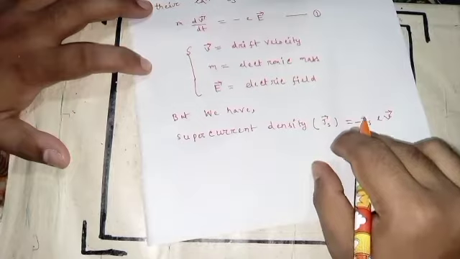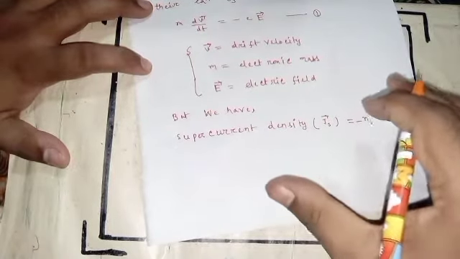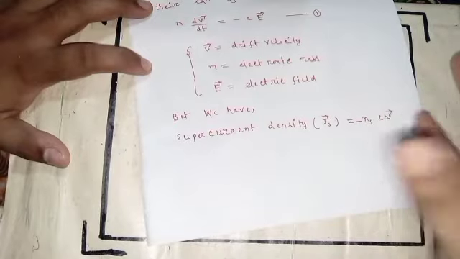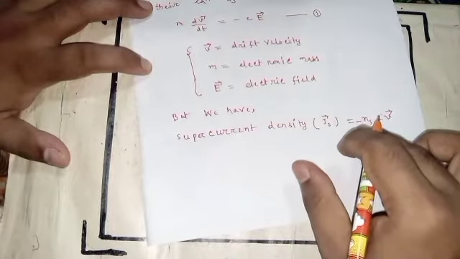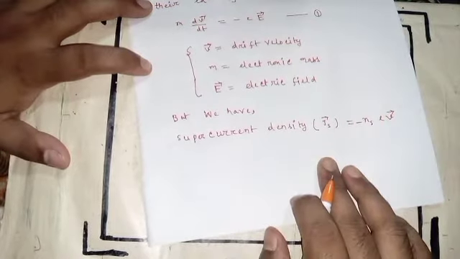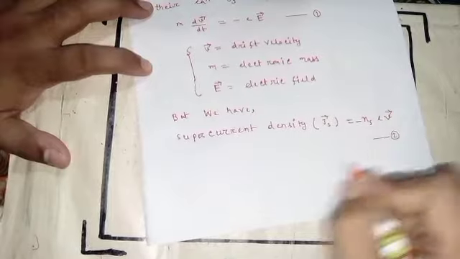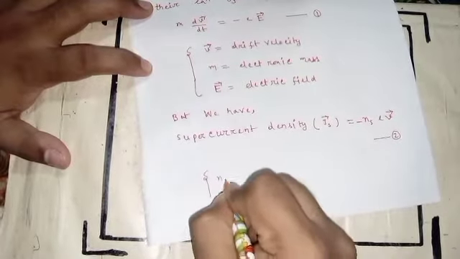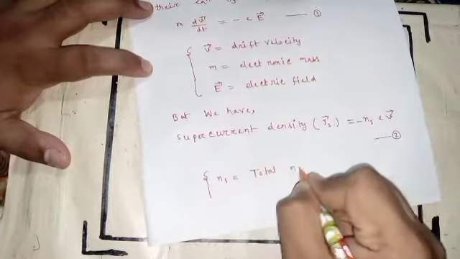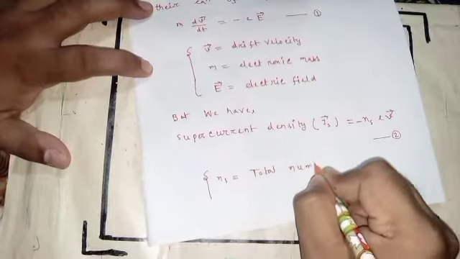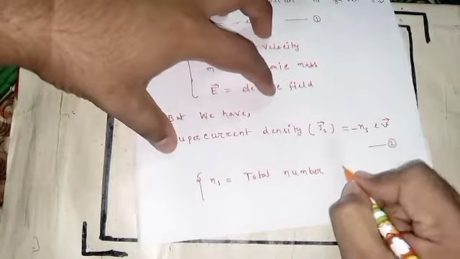Here we involve the minus sign because we use electrons, and the charge of the electron is negative, so the minus sign will be involved. This is equation 2, and here Ns is the total number of superconducting electrons.